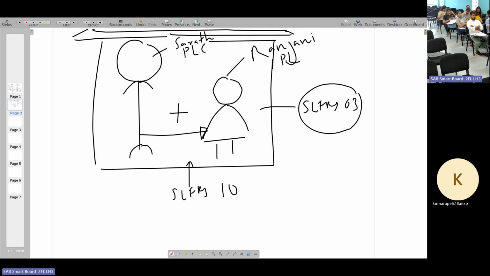What did Sarath acquire from Ranjani? What does Sarath acquire from Ranjani? What is acquired?